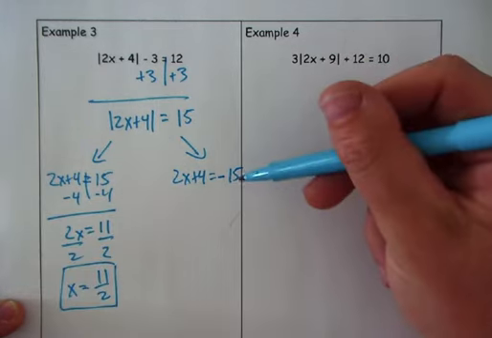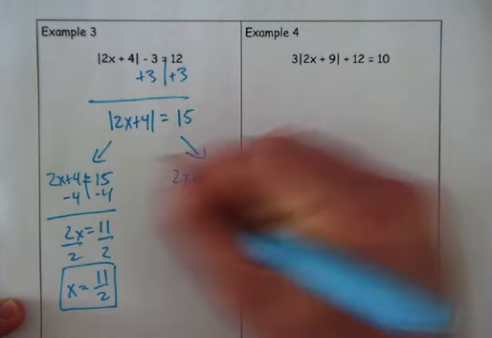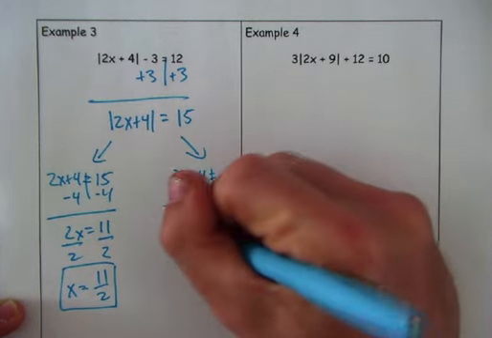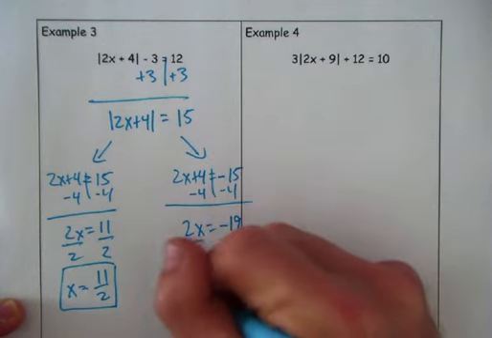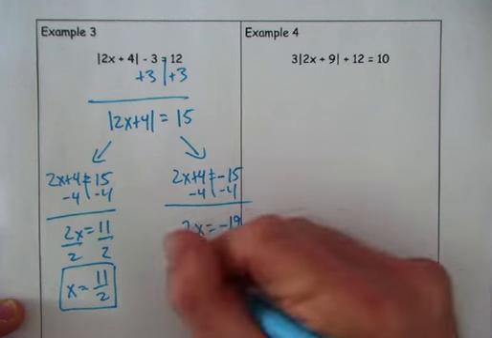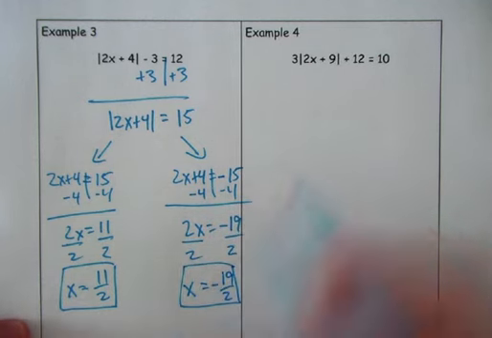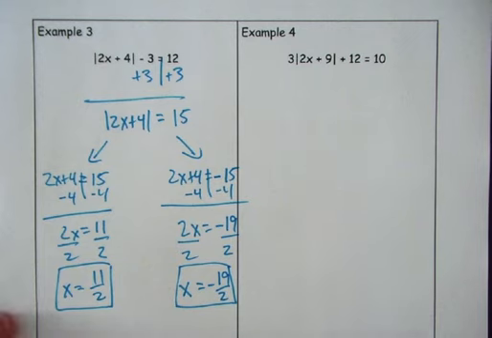Our second solution is over here. 2x plus 4 equals -15. Subtract 4. 2x equals -19. Divide by 2. X equals -19 halves. And we can leave these as fractions. 11 halves is actually 5.5, and negative 19 halves is actually negative 9.5, but you can leave them in fraction form here. Okay. Finally, let's do example 4.